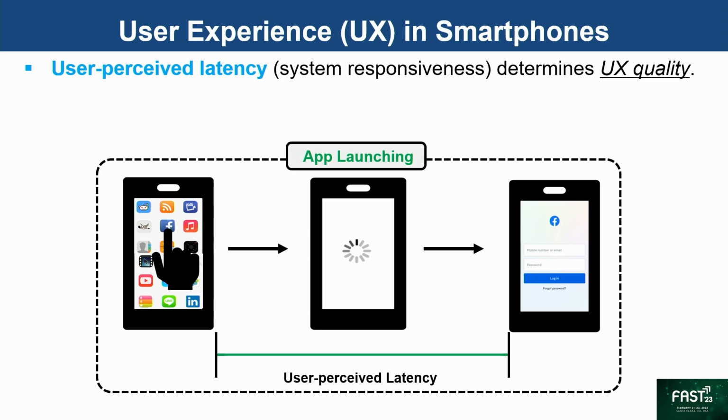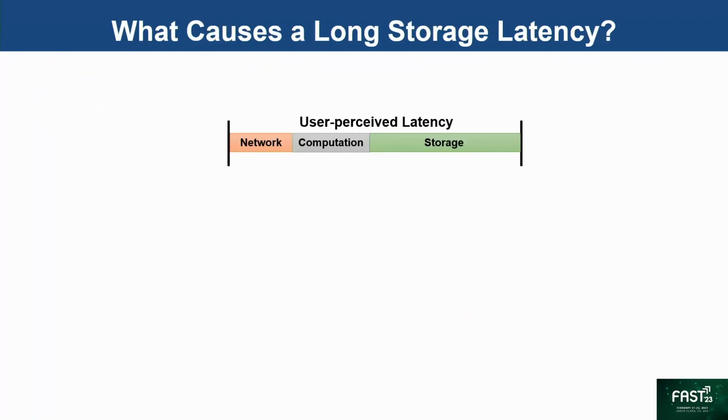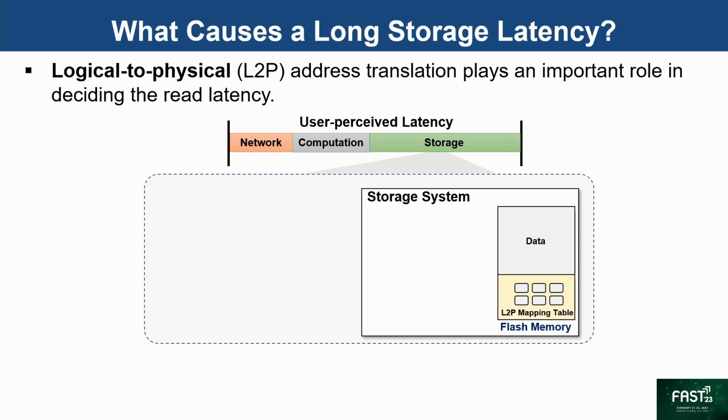Then what decides the user-perceived latency? There are various contributors such as network IOs, processor computations, and storage IOs. And among these factors, a long storage latency can significantly increase user-perceived latency while an app is being launched, switched, or loaded, where a massive amount of data has to be read from a storage device. Then what are the largest contributors that might cause a long storage latency? Among some other factors, we focus on the logical to physical (L2P) address translation in the storage system as one of the key contributors that could delay the storage latency.